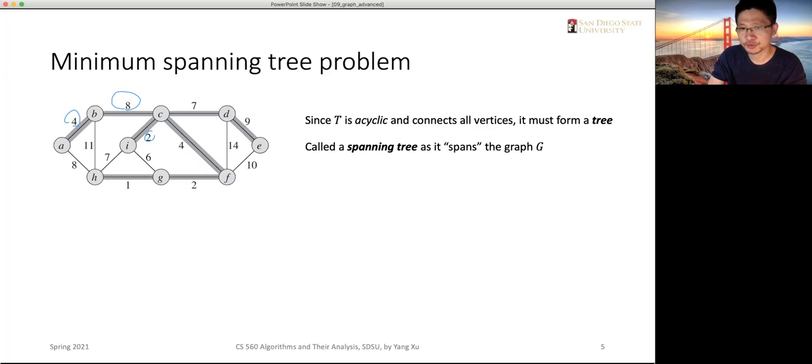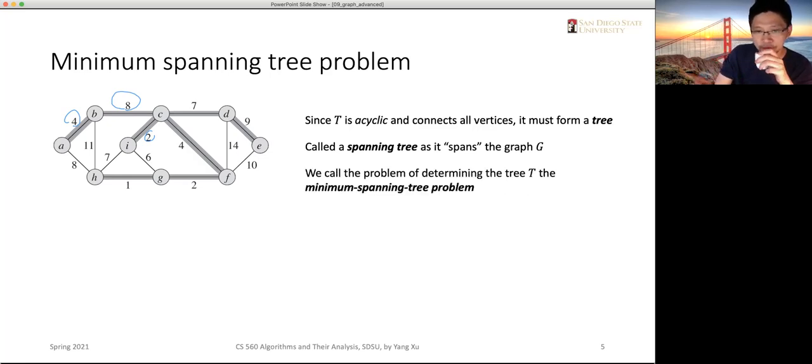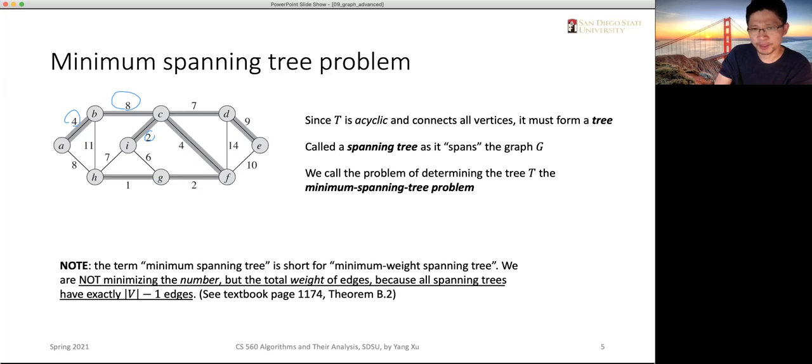Okay, so we call it a spanning tree because, as the name indicates, the tree actually spans across the whole graph, okay? And so that's basically how the minimum spanning tree and the problem are defined, okay? So here's a note that the term minimum actually refers to the fact that we want to minimize the weight, okay? So it's not minimizing the number of edges, but rather the weight of the edges. So these are two different types of problems, okay?